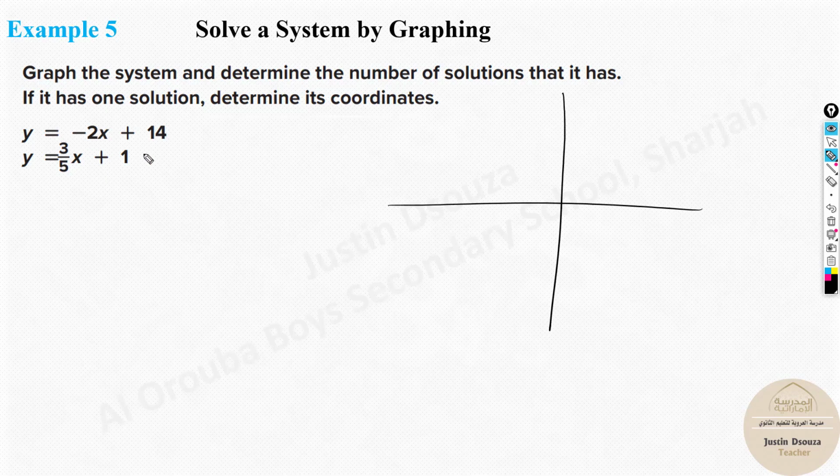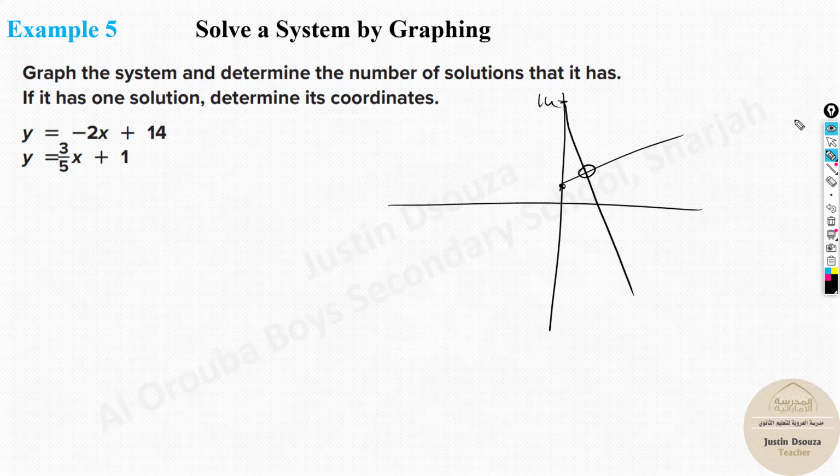So here it's -2. That means the slope is downwards, and this is 14. So somewhere over here 14, and it's going like this down. Okay, somewhere like that. Approximate. And over here we have 3/5. That means the slope is positive, and it is 0.6. It's not 1. It's less than 1. It's flattened, and it's from here somewhere. So it'll be something like this. So there is an intersection point.